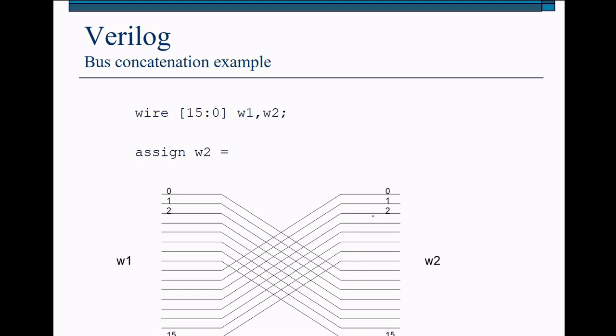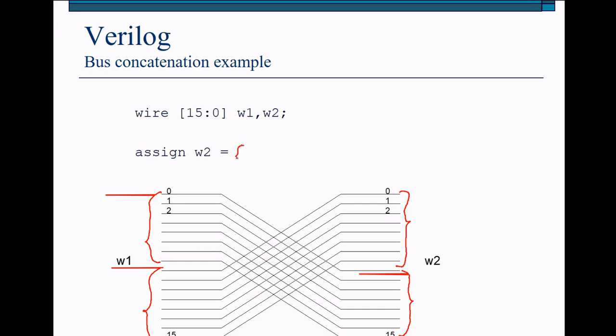If we look at the connection shown, we can note the following. The lower 8 bits of W2 connect to the upper 8 bits of W1, and the upper 8 bits of W2 connect to the lower 8 bits of W1. In effect, we are swapping the upper and lower 8 bits of W1 to make this connection. A simple way in which we can capture this in Verilog is to use bus concatenation.